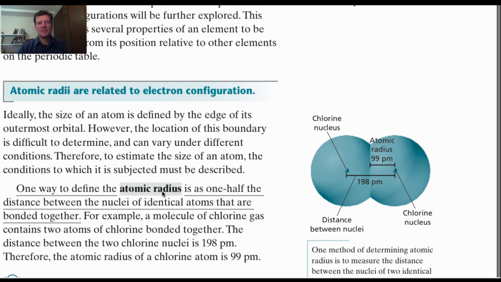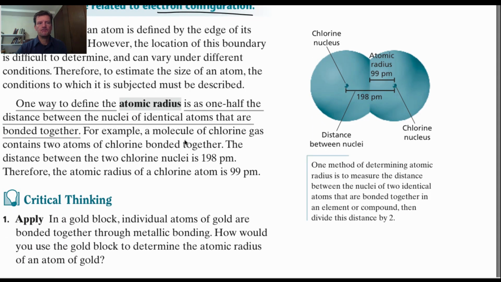When we look at the size of an atom, we talk about the atomic radius. So the atomic radii are related to electron configuration. We define the atomic radius, how big an atom is, by saying that if you were to have 2 of those atoms together, so this is a chlorine atom here, this is a chlorine atom here, they're bonded together. And the distance between the two nuclei, half of that would then be the atomic radius of chlorine. It's 1/2 of the distance between the nuclei of identical atoms that are bonded together.